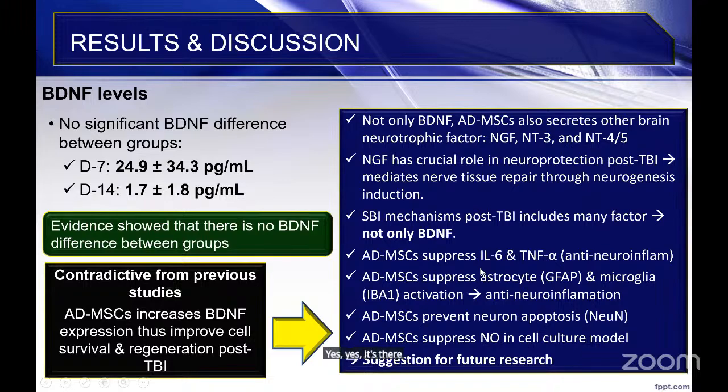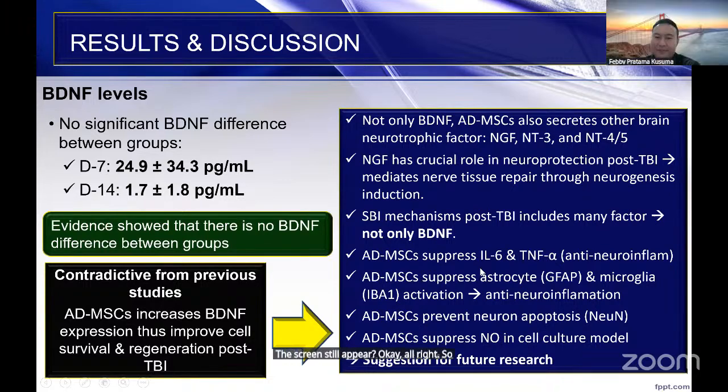Okay, all right. So we can evaluate interleukin 6 and TNF alpha, because a previous study found that ADMSC can suppress interleukin 6 and TNF alpha, also suppress GFAP and IBA1, and also prevent neuron apoptosis through the new expression protein, and also suppress nitric oxide in a cell culture model.